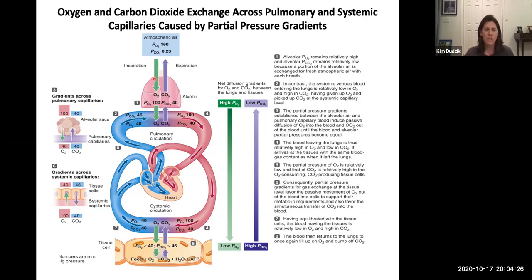Okay, but this is a site of exchange. We've inhaled some air, and so what we're going to be concerned about is how does that oxygen then diffuse from the alveoli into the bloodstream. The venous blood is also carrying carbon dioxide. So how does that carbon dioxide diffuse out of the capillary? So that's one side of gas exchange.